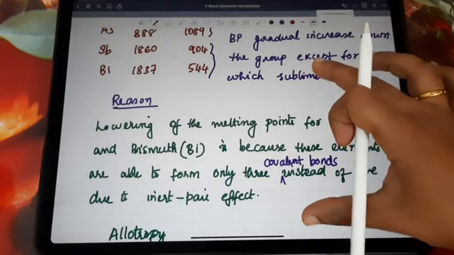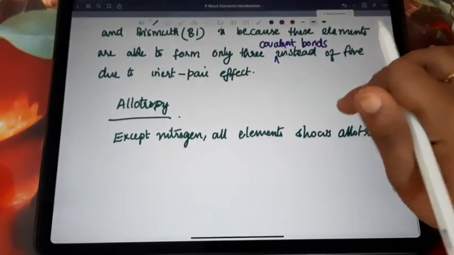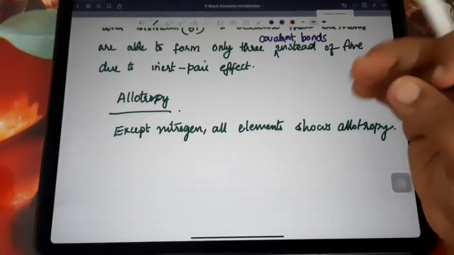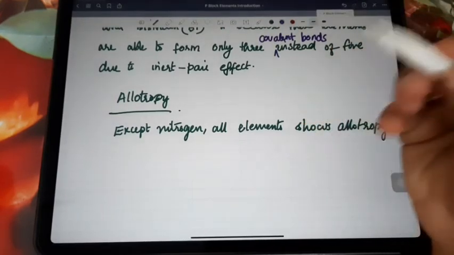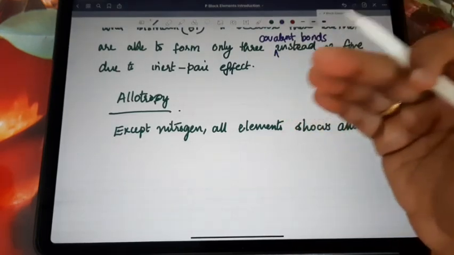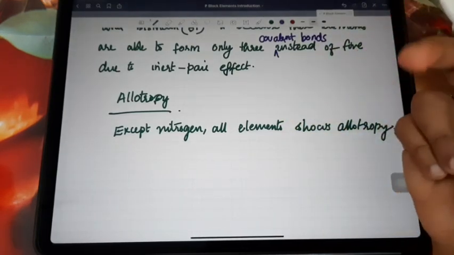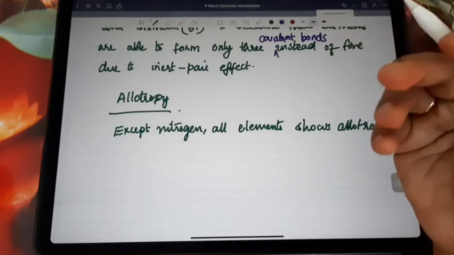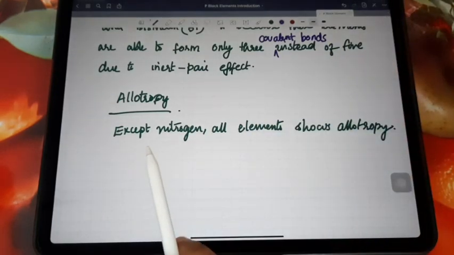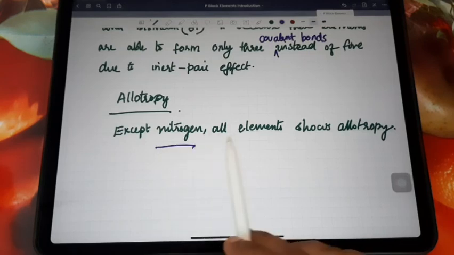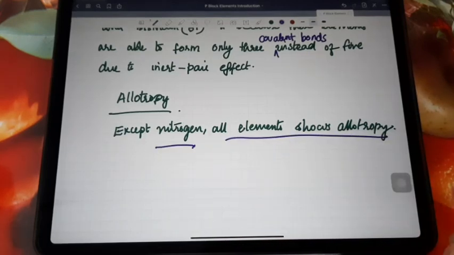Okay. Next one, allotropy. Allotropy means one element can exist in different forms. In the case of carbon, you know that carbon is another family, and you know fullerene, graphite, diamond. Likewise, different forms exist. Likewise, here in the case of group 15, except nitrogen, all the rest of the members form allotropes.